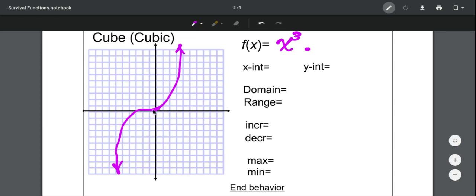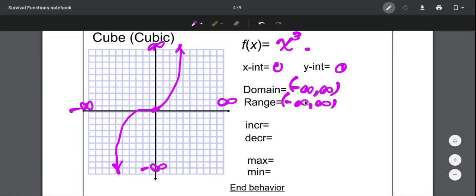So the x-intercept of this graph is right here. It's at 0. The y-intercept is 0. The domain of this graph, the graph goes this way all the way to negative infinity, and the graph goes this way all the way to infinity. Even though it looks like it stops right here, it's going to keep going this way. So we say negative infinity to infinity. And the range of this graph goes all the way down here according to this arrow, negative infinity, to positive infinity up here.